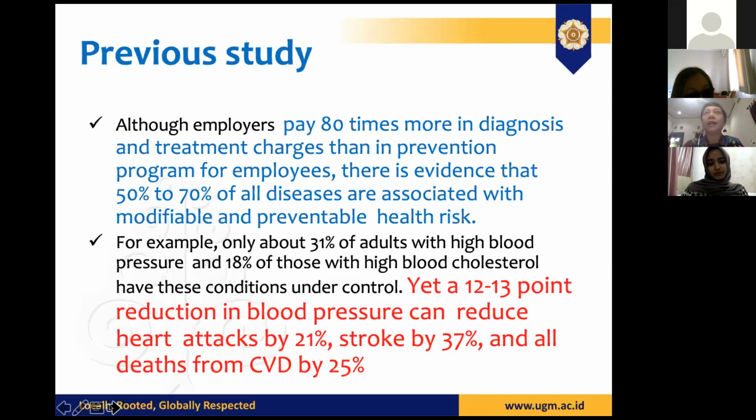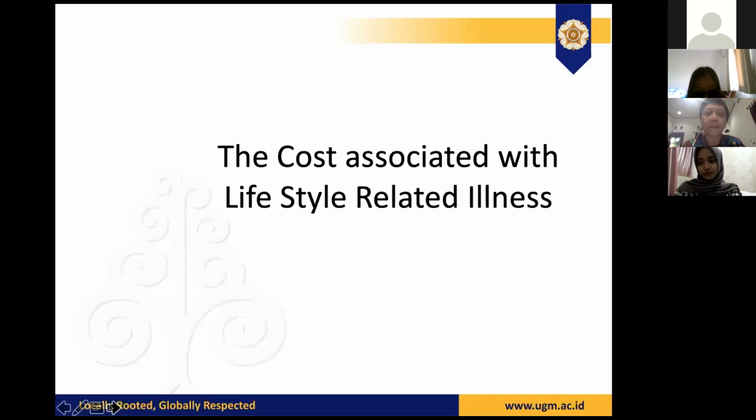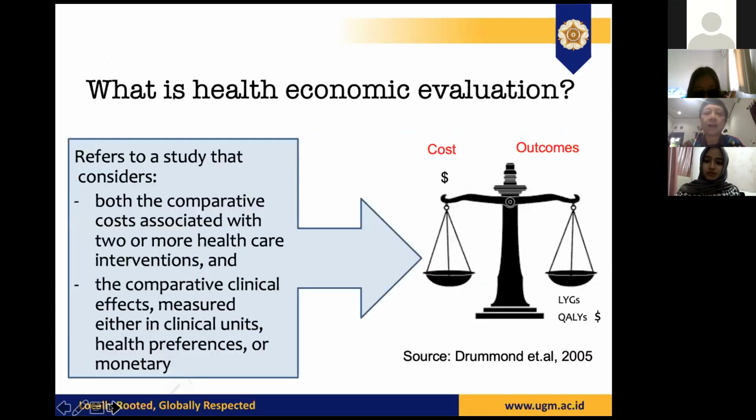Therefore, Indonesia has Posbindu program after Posyandu. Posbindu itu 15 tahun ke atas, di mana Anda bisa datang setiap bulan untuk diperiksa tekanan darahnya. Jadi kalau tekanan darahnya agak naik, nanti akan diedukasi. Dan tentu saja harusnya juga diet yang proper. Okay, so now we are going to the cost.